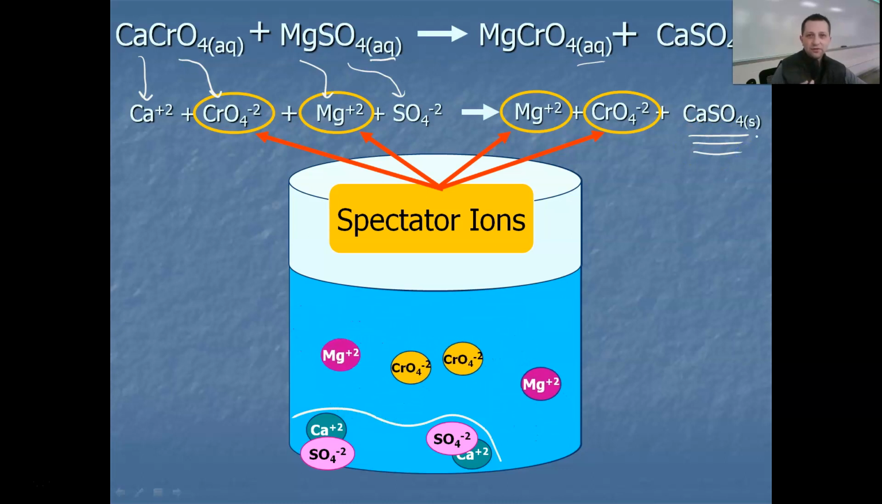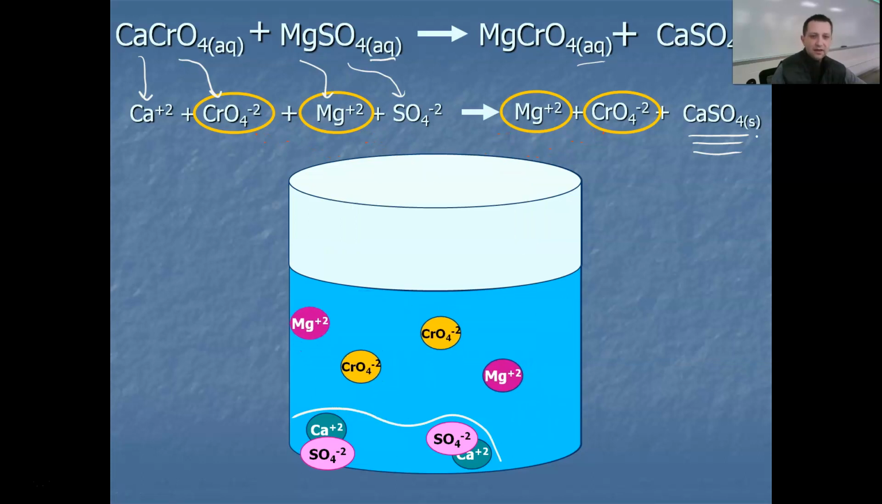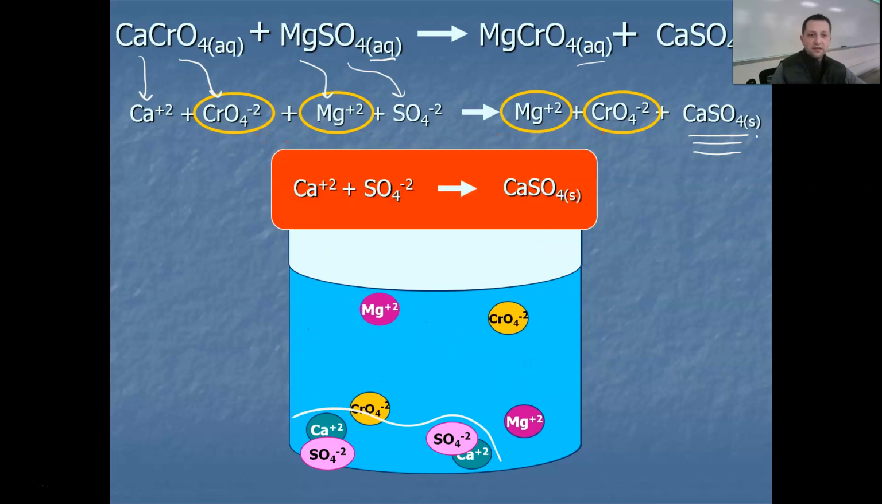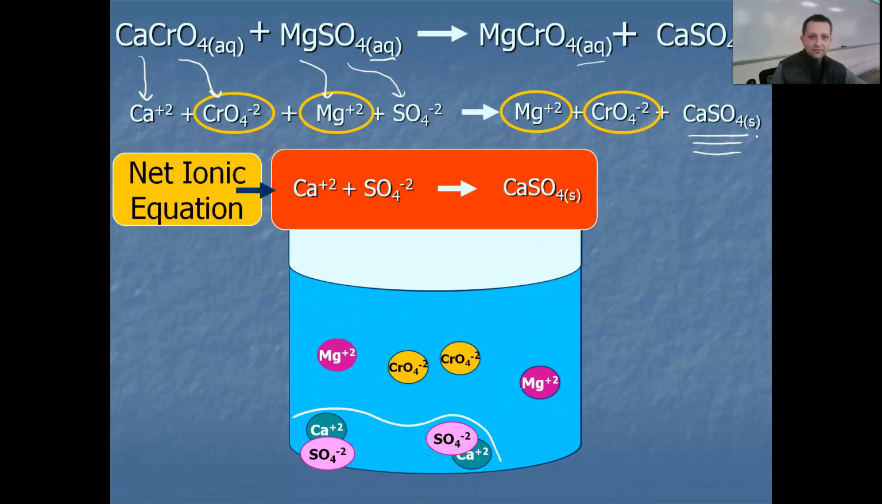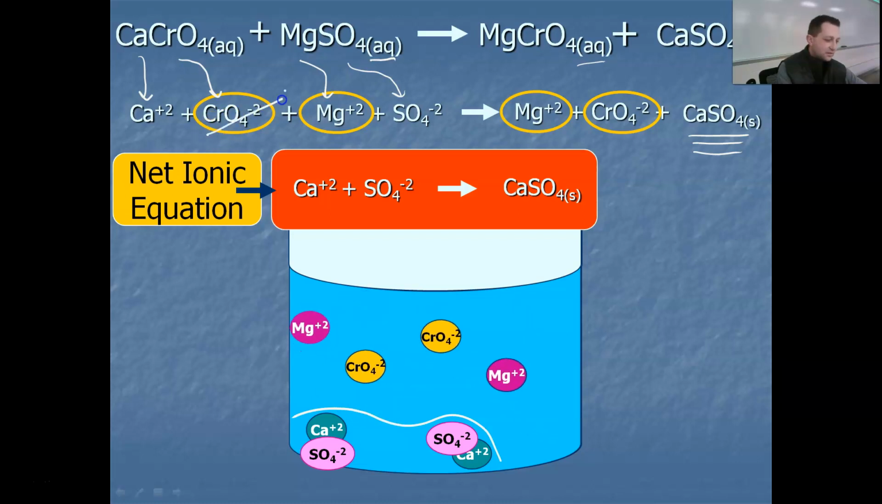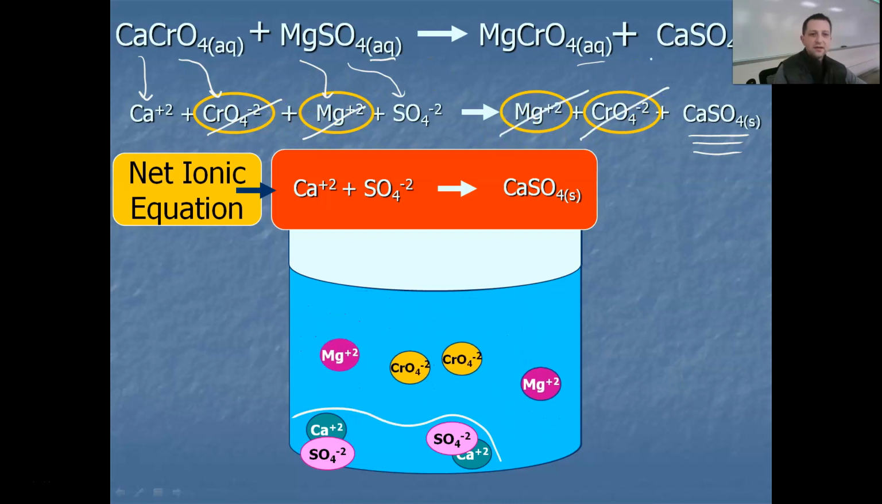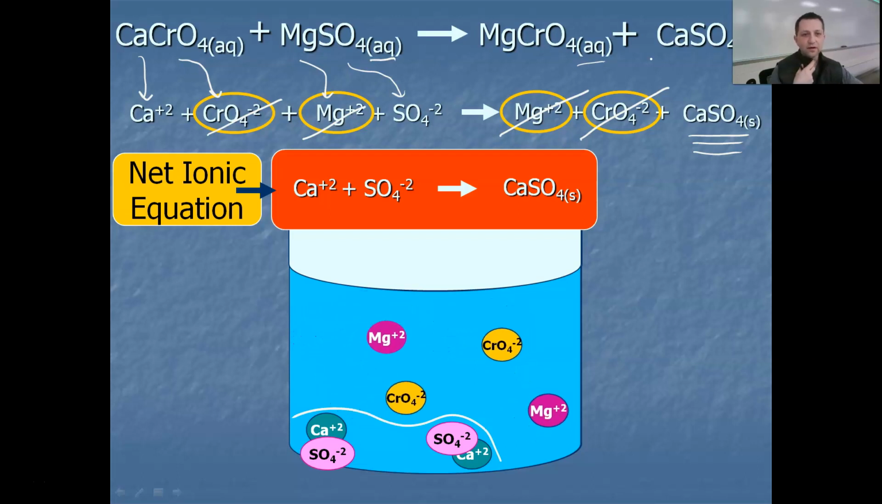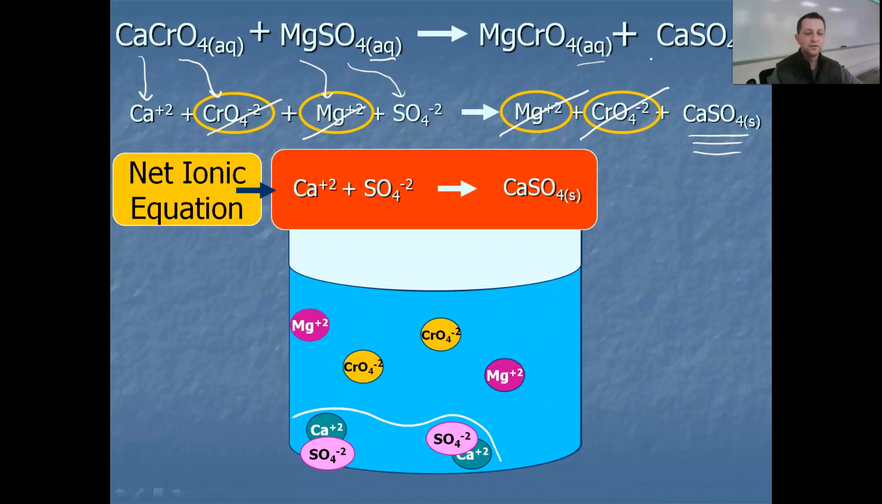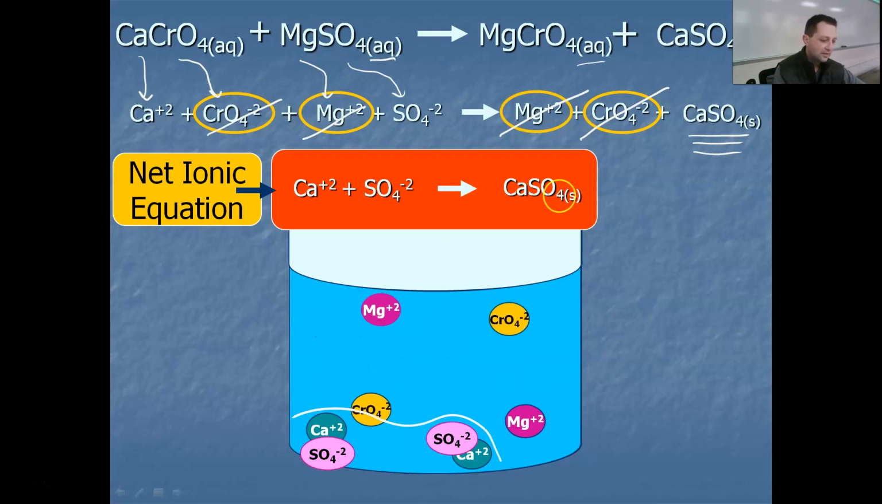So what we do for our last and final step is we take our spectator ions out, all right? And what you will write underneath is this. This is called your net ionic equation. The net ionic equation is your ionic equation without your spectator ions. So the only ions involved in making the precipitate here are your calcium ion and your sulfate ion, producing calcium sulfate.